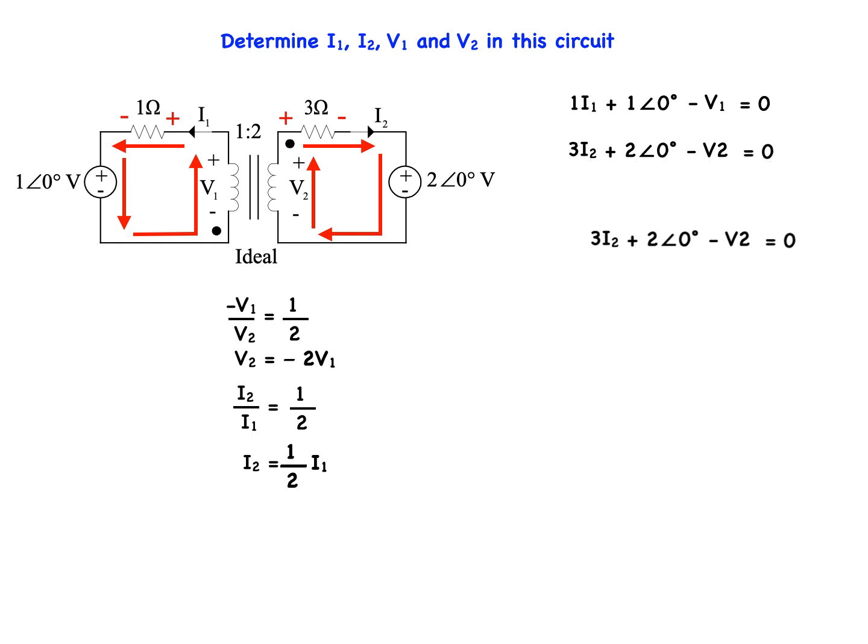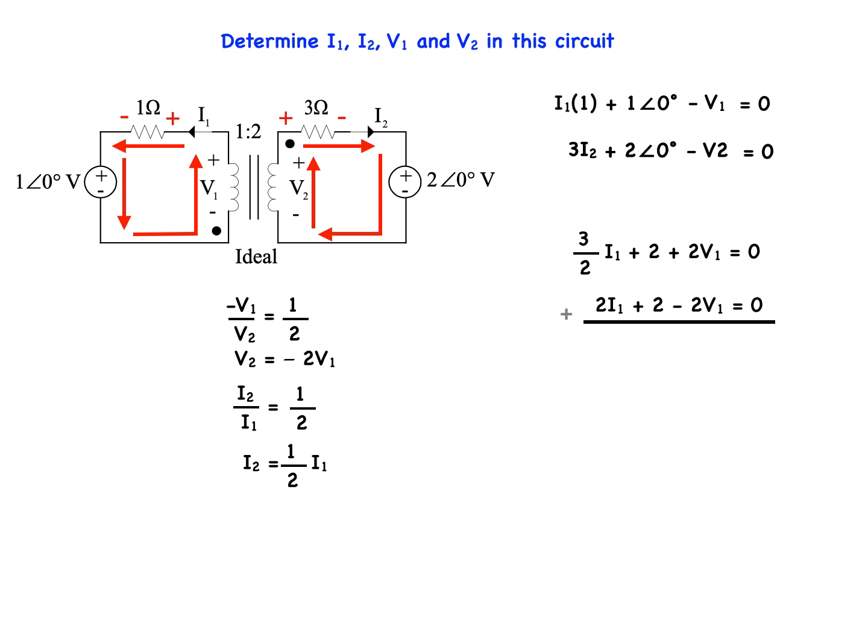Now, taking this equation, we can substitute for V2 and I2, and at the same time simplify it by removing the angle designation because it is either 1 or 180 degrees, which is the same as multiplying by 1 or minus 1. Taking this equation, I am going to simplify it again by removing the angle designation. Moving it down here and multiplying both sides of the equation by 2, we have 2I1 plus 2 minus 2V1 is equal to 0.